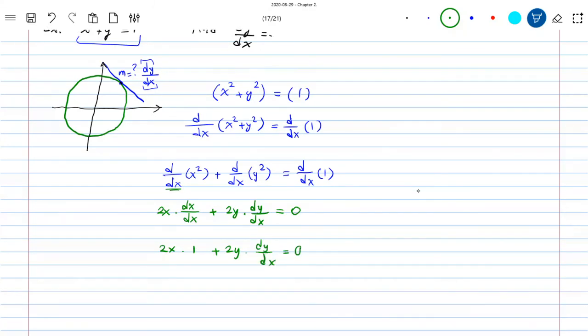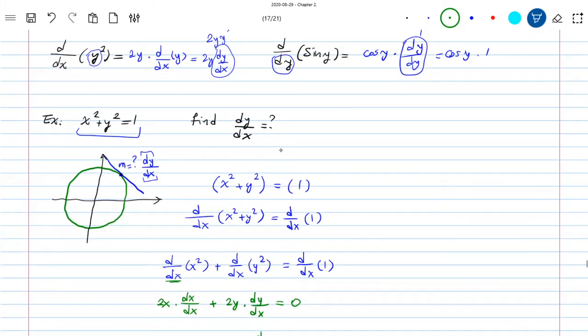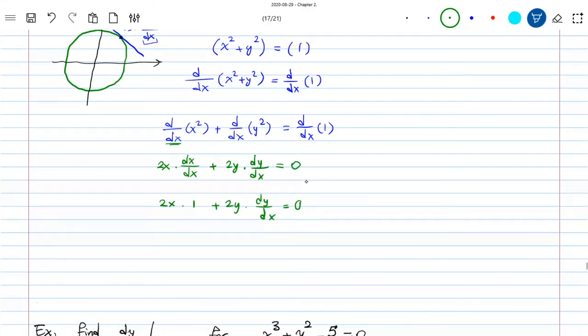So now you have an equation, and what we're trying to figure out is dy over dx. That's what we're looking for. So I'm going to move the 2x to the other side and divide by 2y. What you get is 2y times dy over dx equals negative 2x. If you subtract 2x from both sides, then divide both sides by 2y, these two will cancel out. So I found dy over dx by itself, which is negative x over y. You can cancel out the 2's as well.